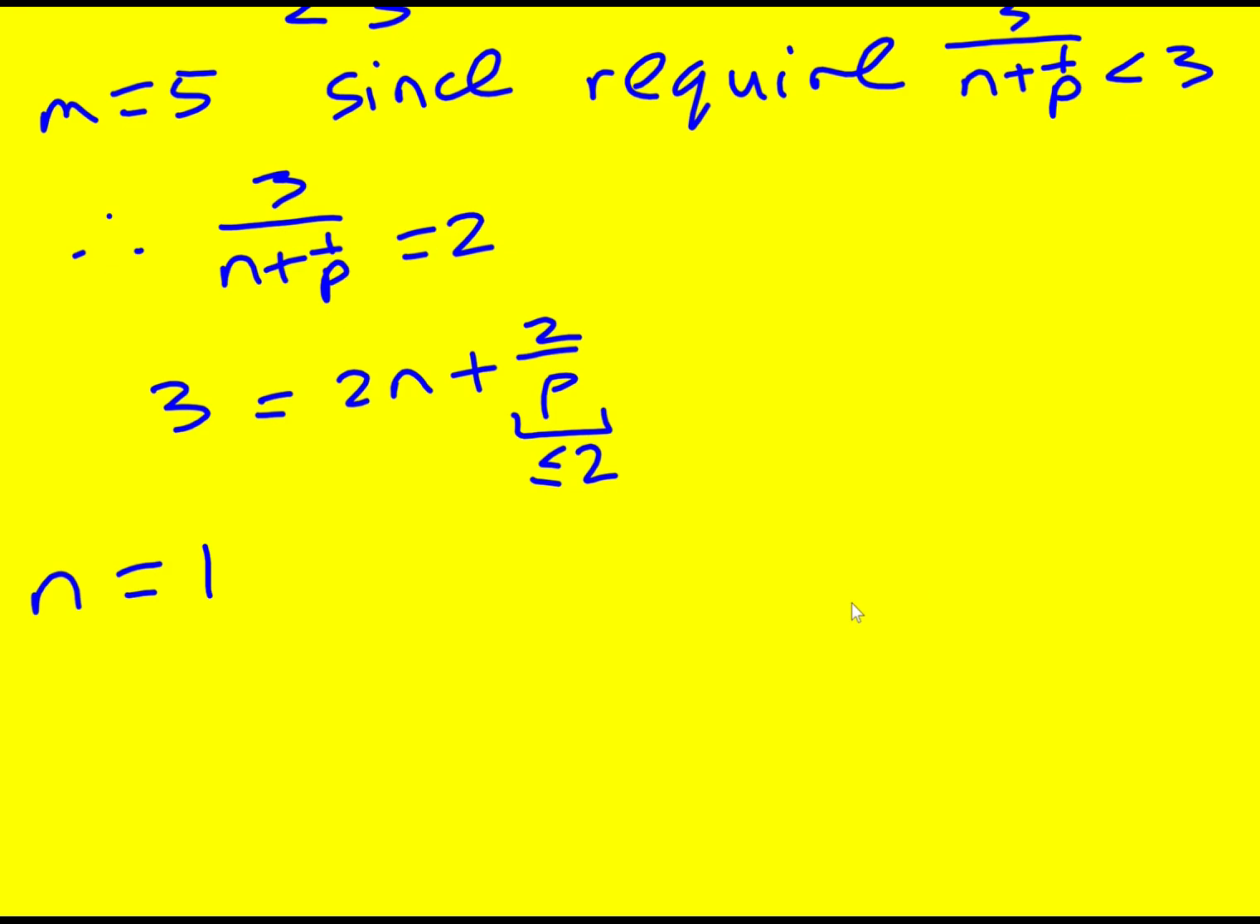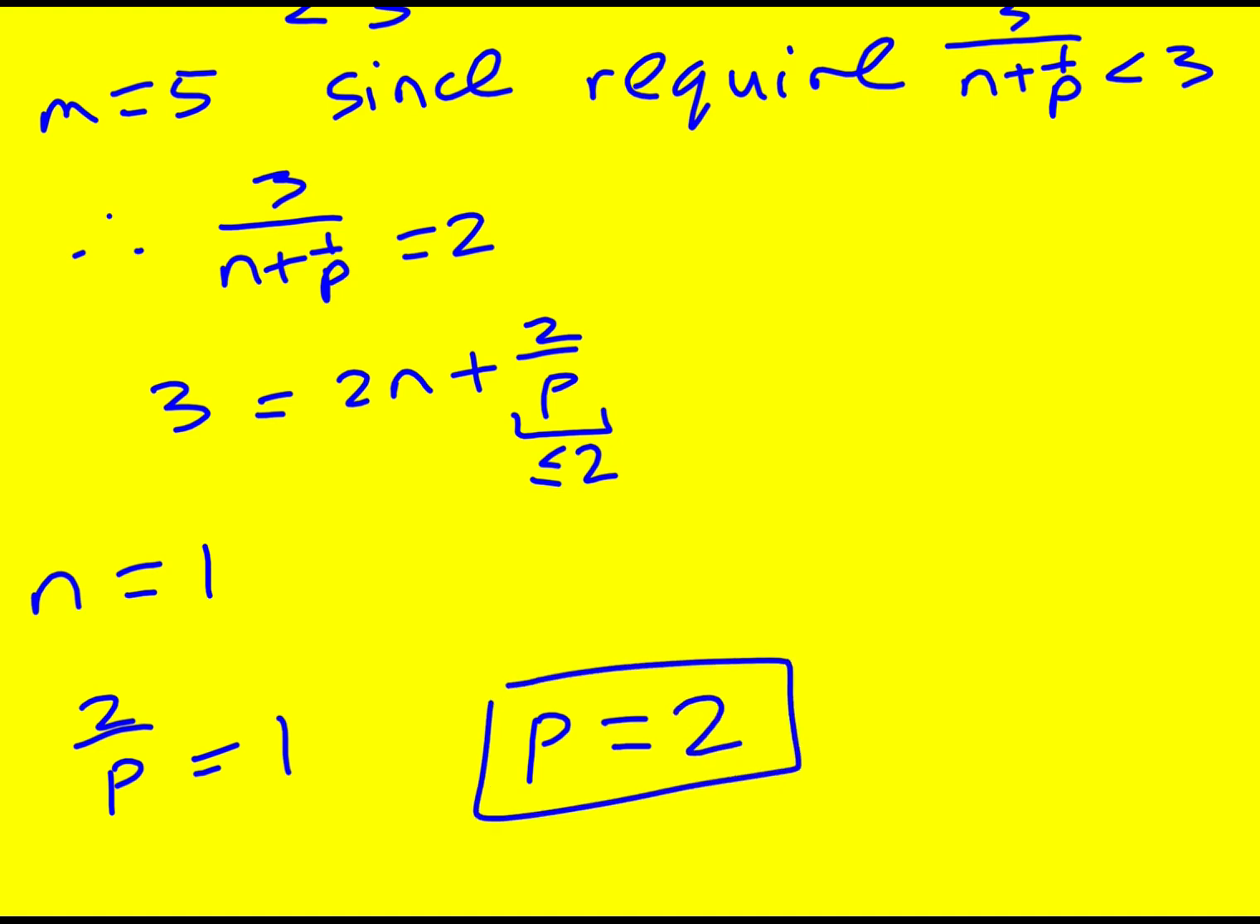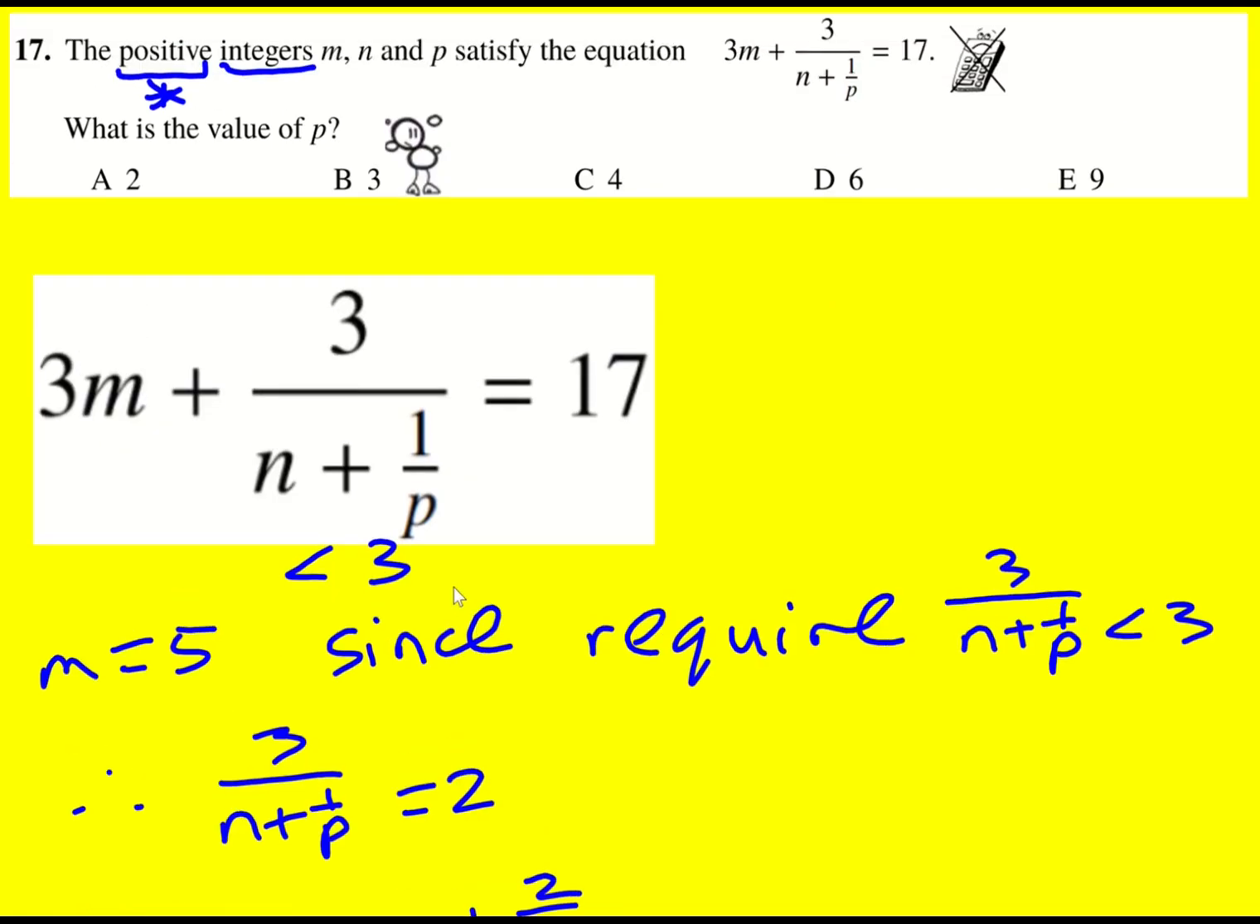So n is 1, and then we're going to get that 2 over p is equal to 3 minus 2, which is going to be 1. And that gives us our answer we're interested in. P has got to equal 2. So that is the only solution to this equation. We just kind of worked our way through it. There are restrictions on it because they have to be positive integers. P is 2.